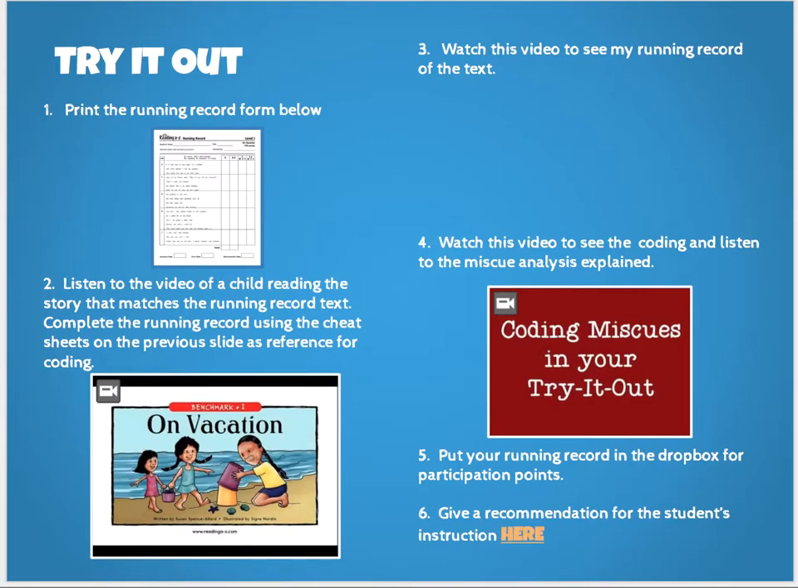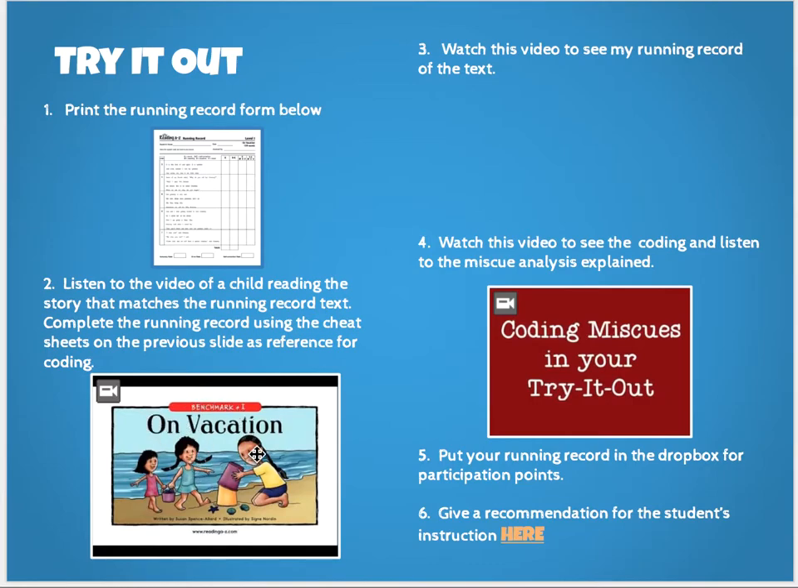Then we have a try it out, and this is where you're going to get to try to see what running records are like. So what you're going to do is you're going to print out this form, and if you click on it, you can open it up and print it, and that's what you will record the information on our running record.